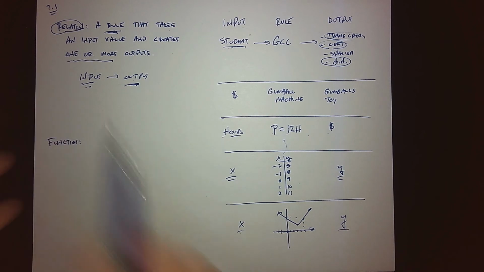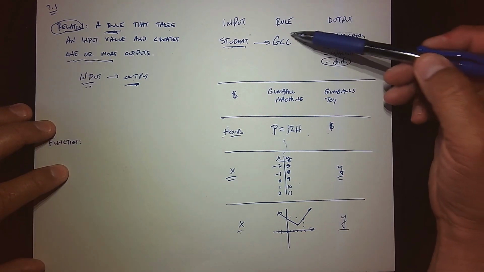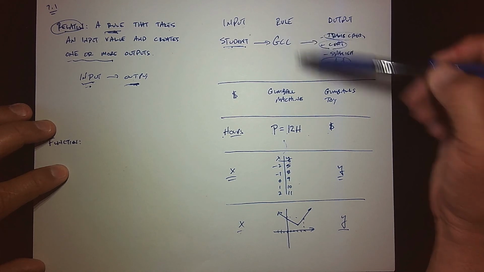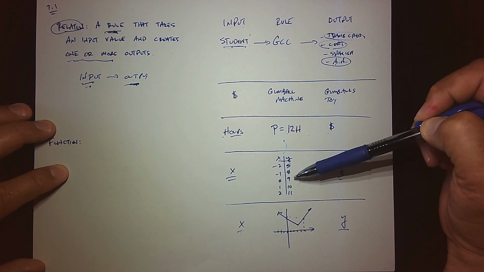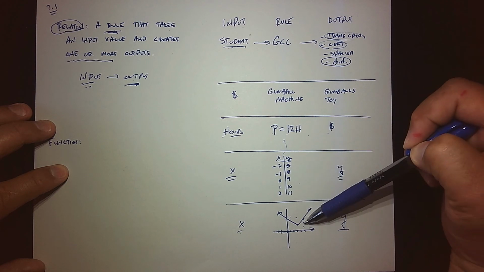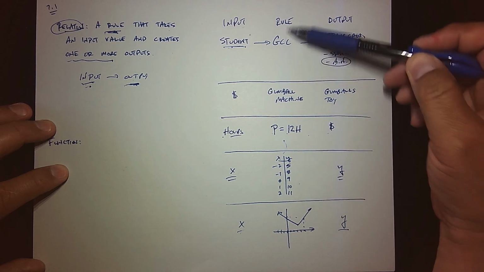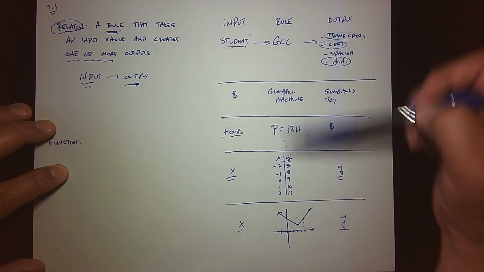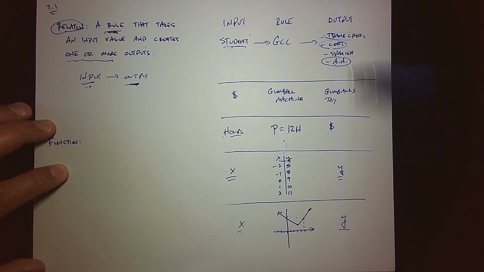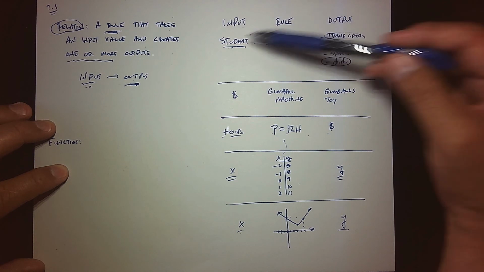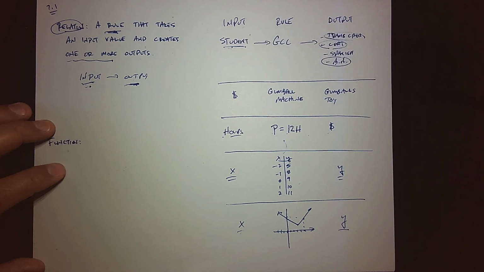A relation is basically a rule. It's some concept like a GCC. It's a machine like a gumball machine. It's an equation. It could be a table. It could be a graph. It could be a lot of different things depending on what we want to do to define our situation. Every rule has a set of inputs and every rule has a set of outputs. And what the rule does is for every input, it creates one or more outputs.